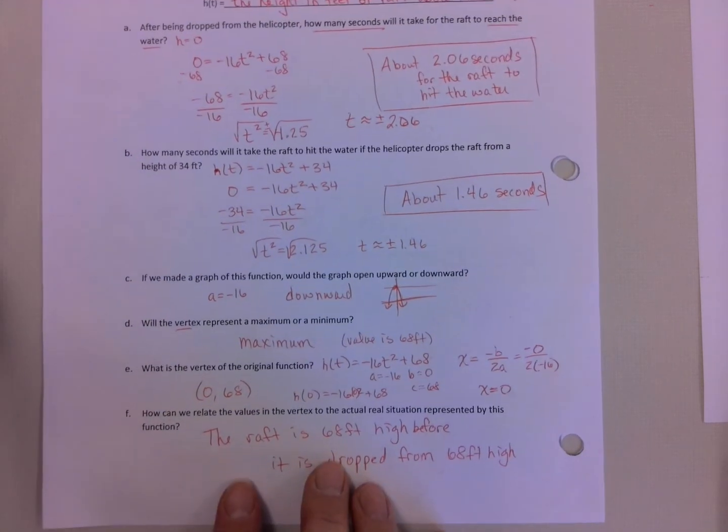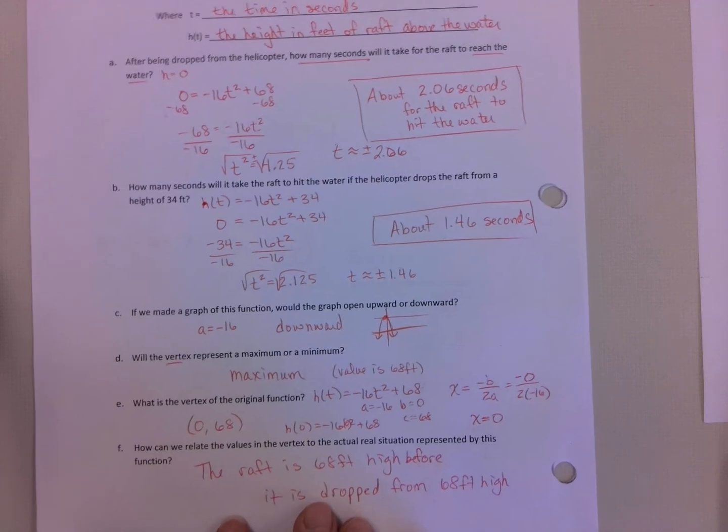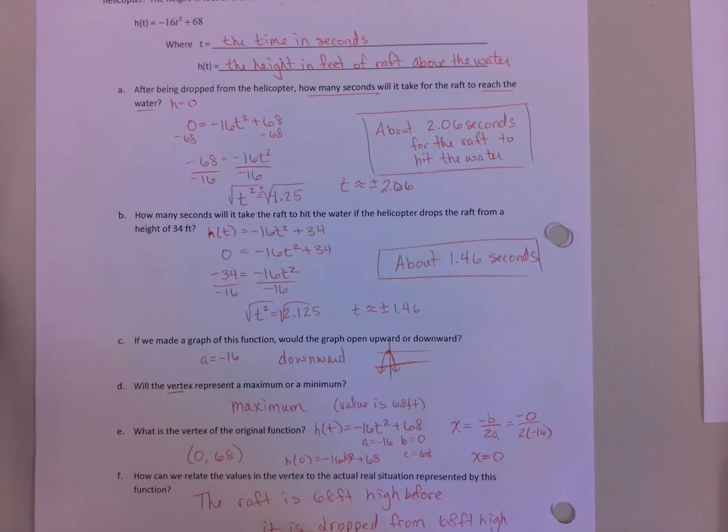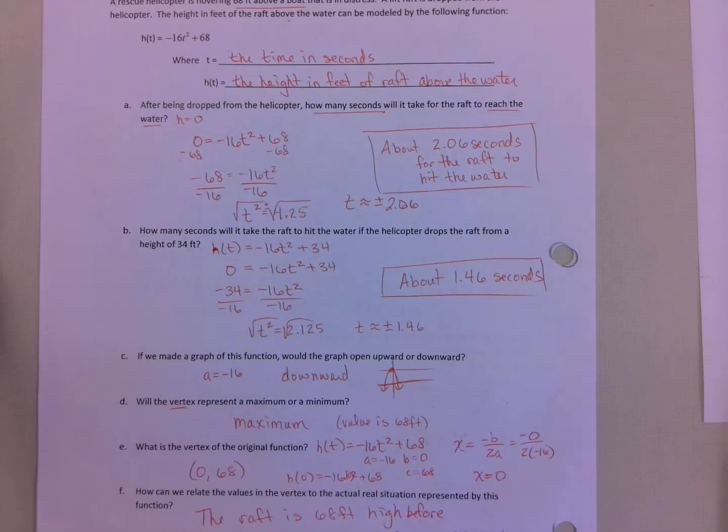One of the big tickets here, whenever you're talking about something being dropped, something being kicked from the ground, when it hits the ground, it means you're setting it equal to 0 if they're not giving you another height.